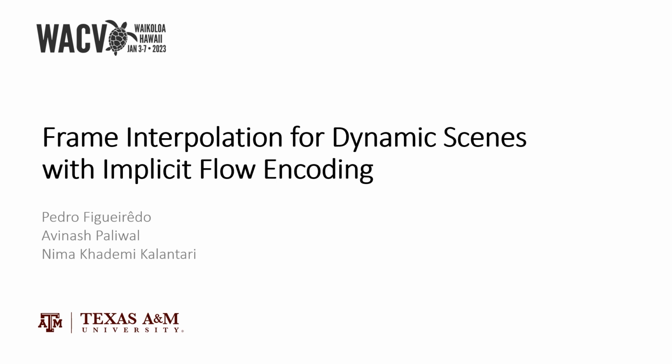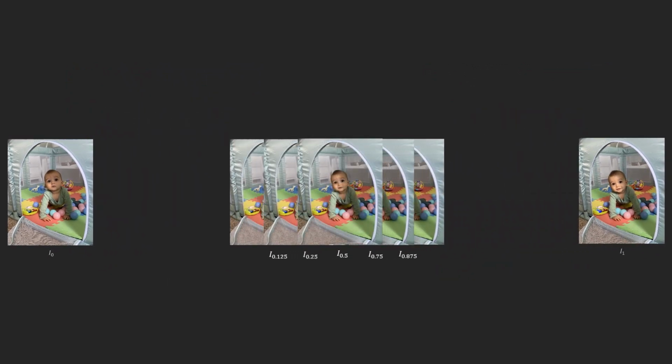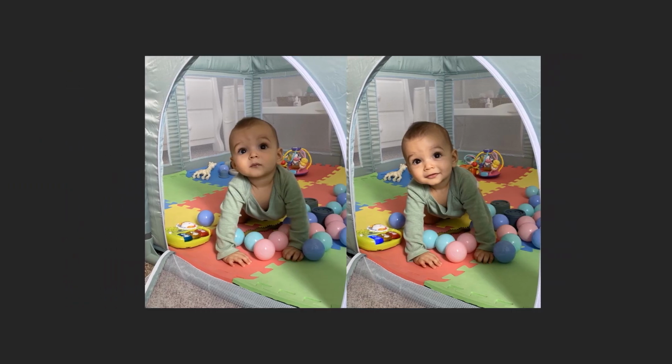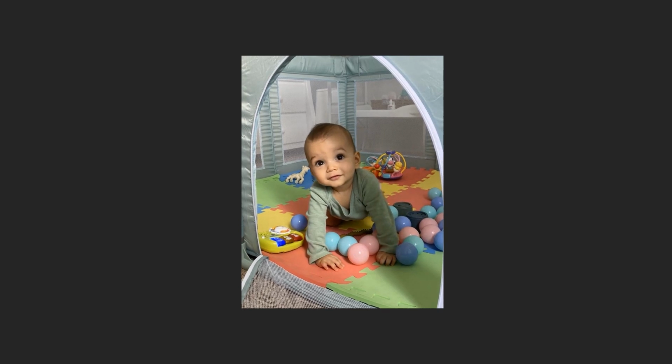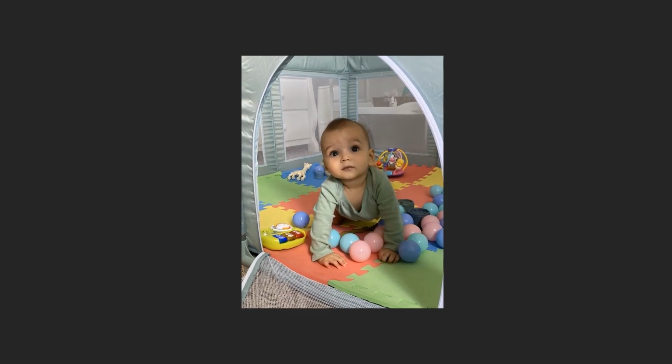We present an algorithm for frame interpolation for dynamic scenes that leverages implicit flow encoding and interpolation. Given a pair of images I0 and I1 of a dynamic scene, frame interpolation aims to synthesize an intermediate frame IT where T defines the desired temporal position. Frame interpolation can be used for many applications. For our work, we target the use case of generating captivating videos from near duplicate images.